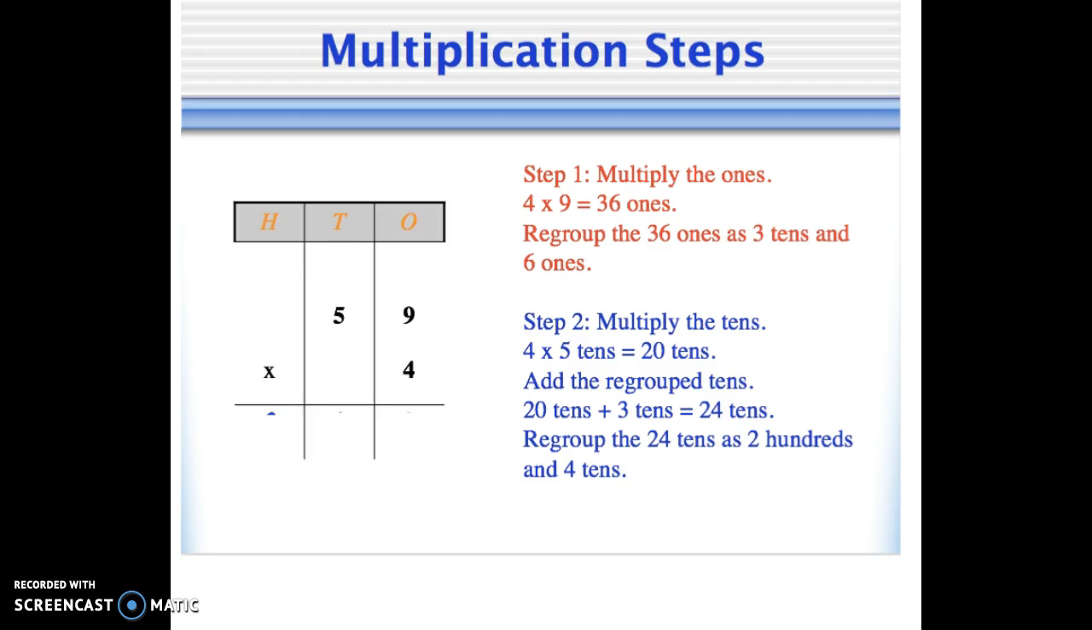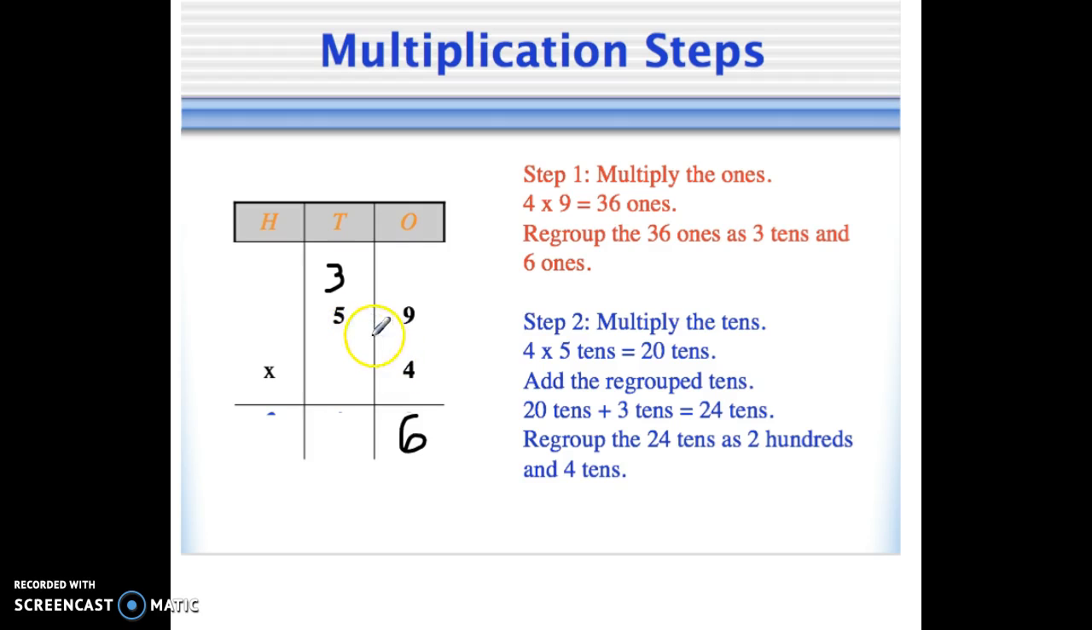Okay, again, first thing that I do is I multiply the ones. So I think to myself, okay, what is 9 times 4? Well, 9 times 4 is 36. So I'm going to put the 6, the ones, in the ones column. Then I'm going to put the 3 above the tens. Okay, I regroup and I put the 3 up there.